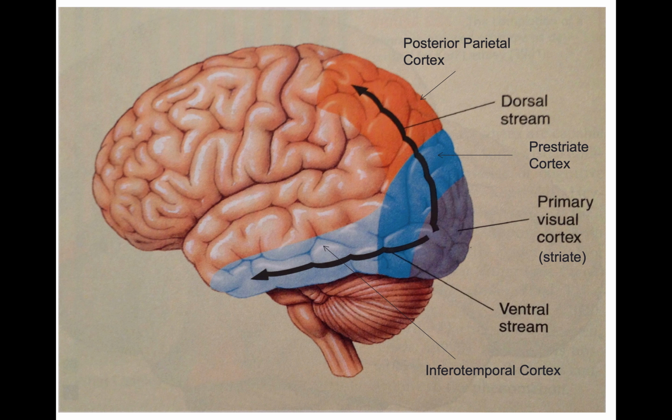The primary visual cortex is located in the posterior region of the occipital lobes. Most areas of secondary visual cortex are located in two general regions, in the prestriate cortex and in the inferotemporal cortex. The largest area of association cortex that receives visual input is the posterior parietal cortex. And we can see these dorsal and ventral visual streams here. So this is the dorsal stream, this is the ventral visual stream. And we'll come back to those in a moment.